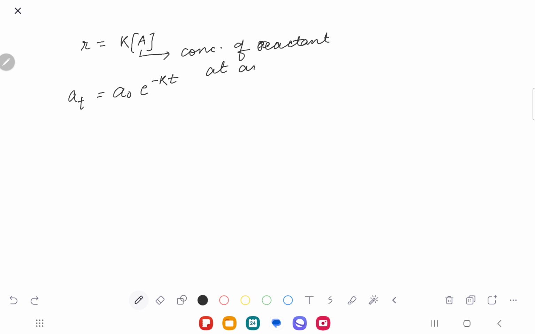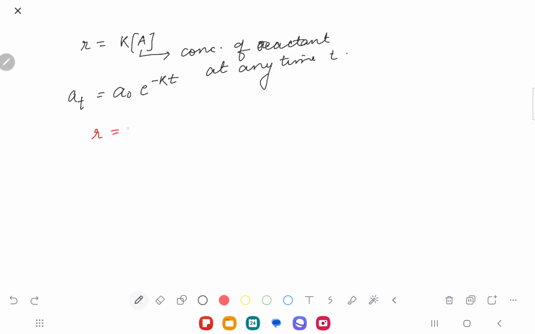Next, you see. So for example, if I say R equals K A, and I also learned the formula that A_t equals A naught e raised to power minus kt, isn't it? Yes. Now you tell me, what did I explain to you? What is A? A is concentration. Concentration of reactant at any time t. Yes or no? Yes, ma'am.